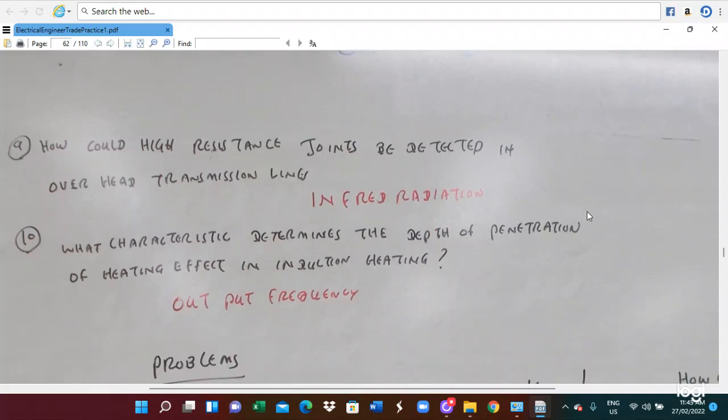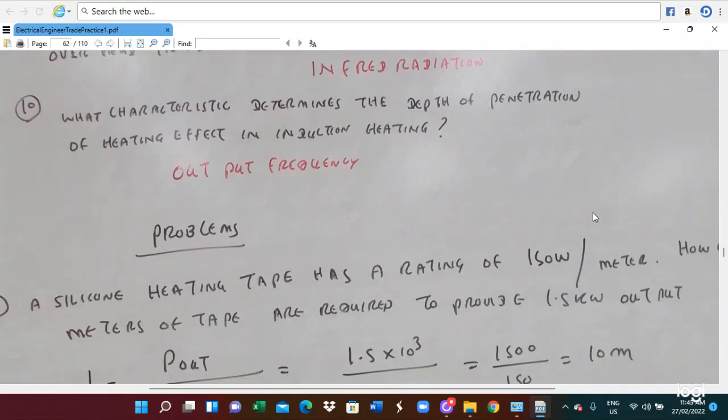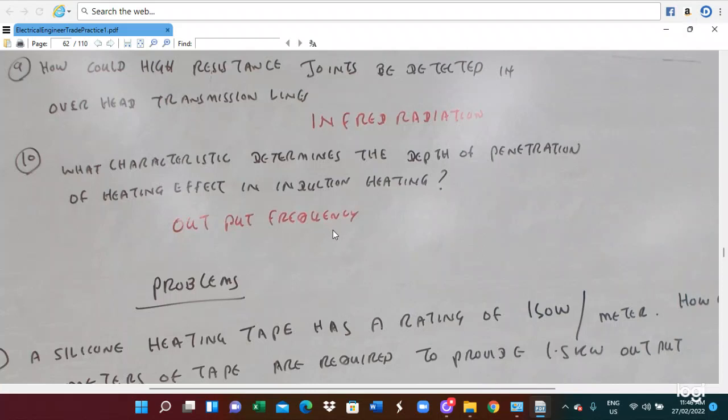We use infrared radiation. And what characteristic determines the depth of penetration of the heat effect of induction heating? This is the output frequency.